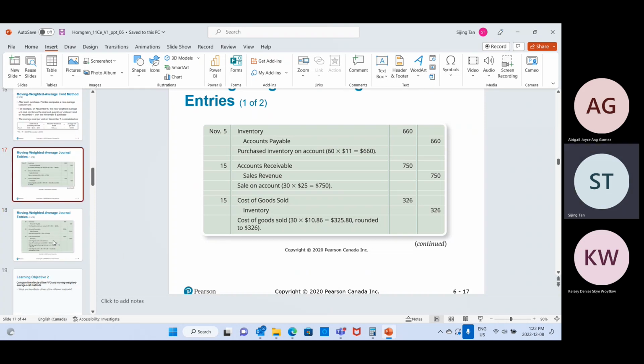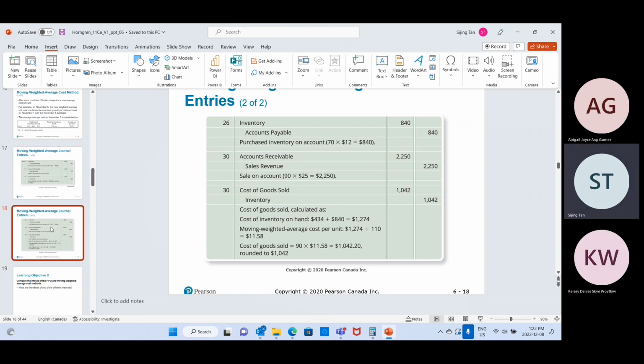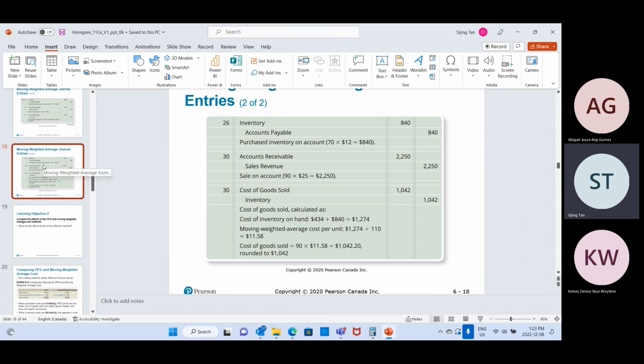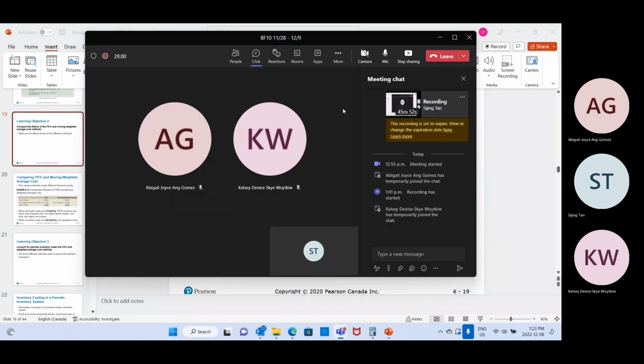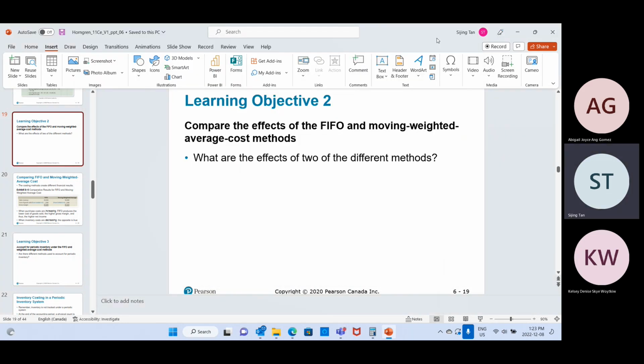Okay. Then we have a purchase of inventory on account, 70 boxes. Then we sell on November 30th another 90 boxes. So exactly the same journal entries. The only difference is that every time there's a new purchase, we have to recalculate the average cost per unit. So that is the weighted average method. Any questions so far? No? Good. Okay, then we'll keep going.